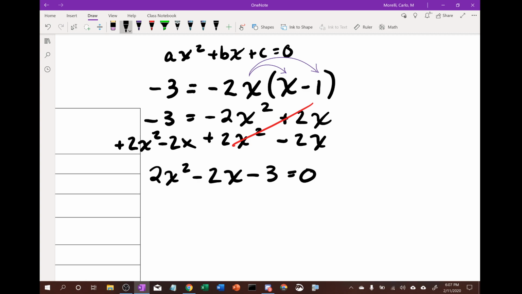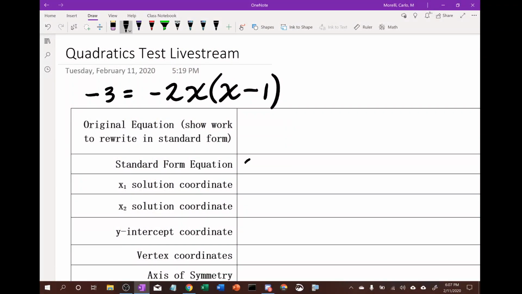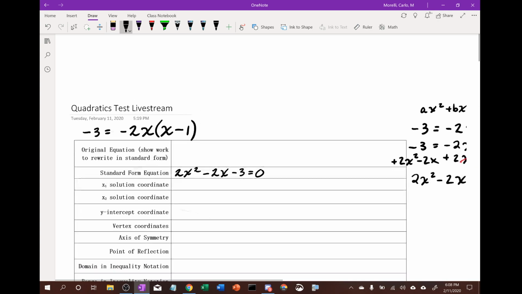So the way I'm going to do this is I'm going to show this on Desmos so we can fill out our table. So this is 2x squared minus 2x minus 3 equals 0. That's our standard form equation.